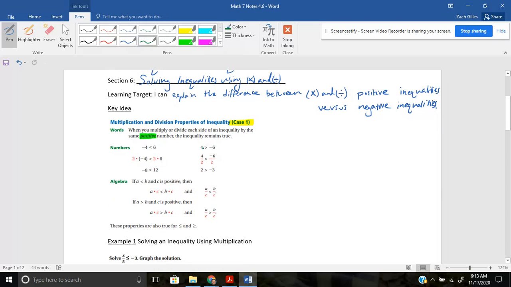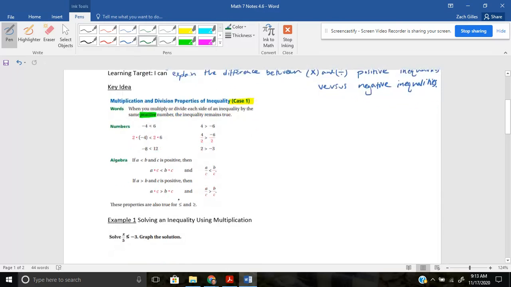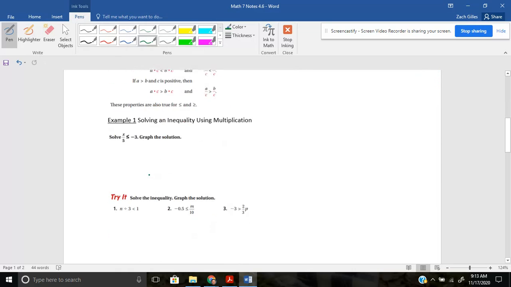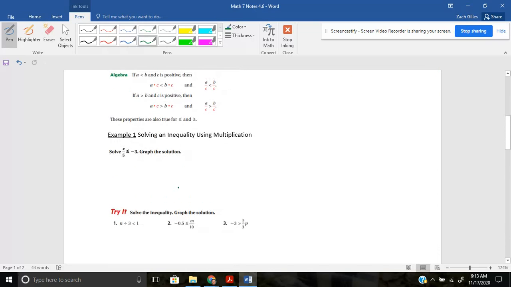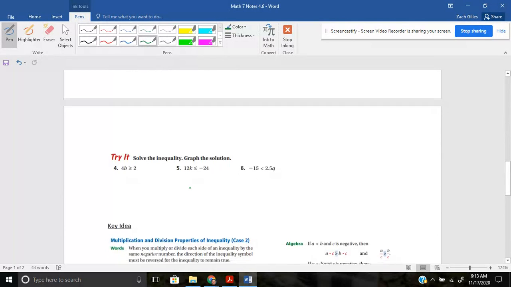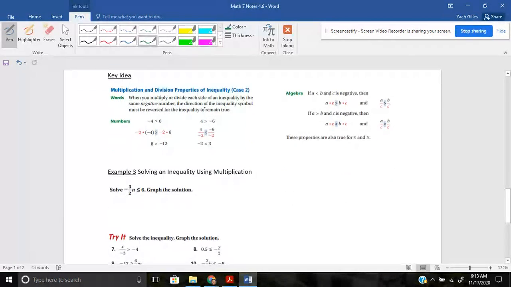If you were to divide each side of this inequality by a positive 2, your inequality would remain the same. 4 is greater than -6, and 2 is greater than -3. See how that inequality stays the same the entire time. So our first couple examples, example 1 and example 2, are going to revolve around multiplying or dividing by a positive number. Now that's going to change in case 2.